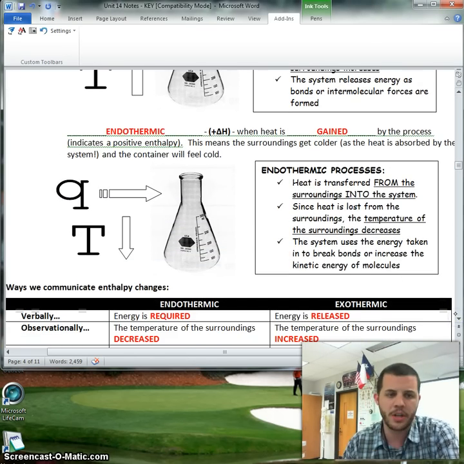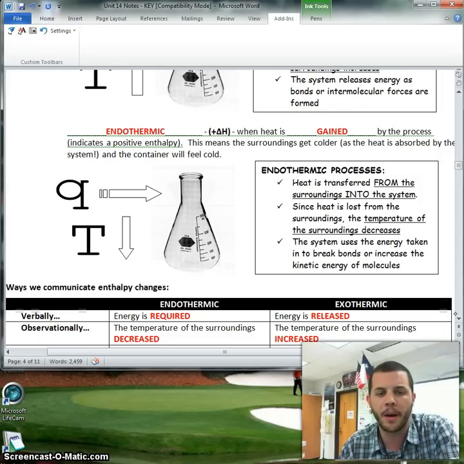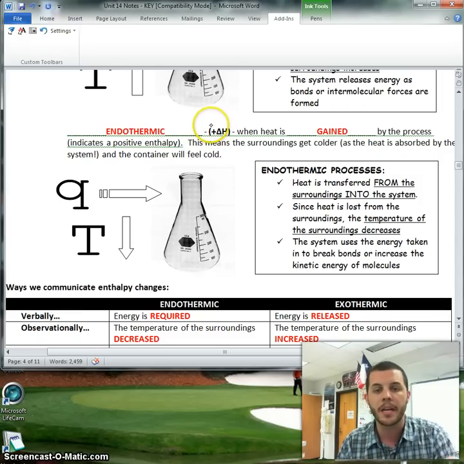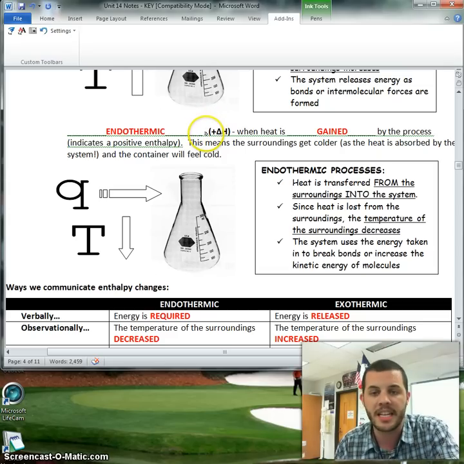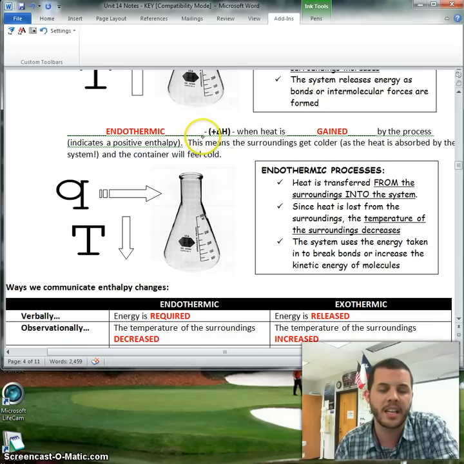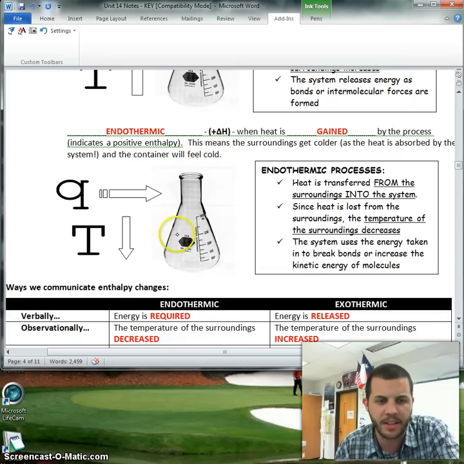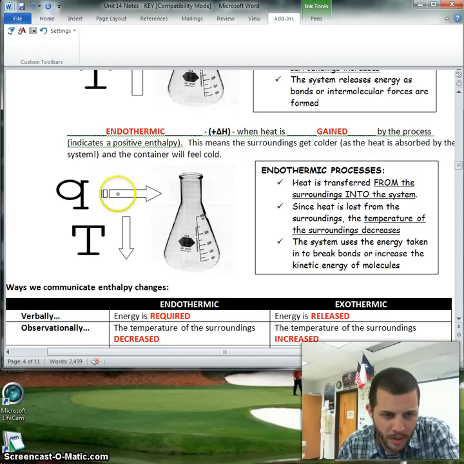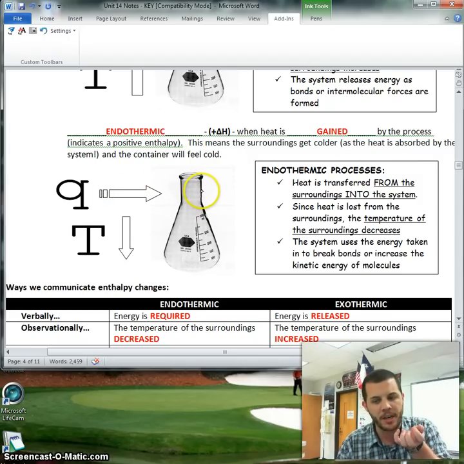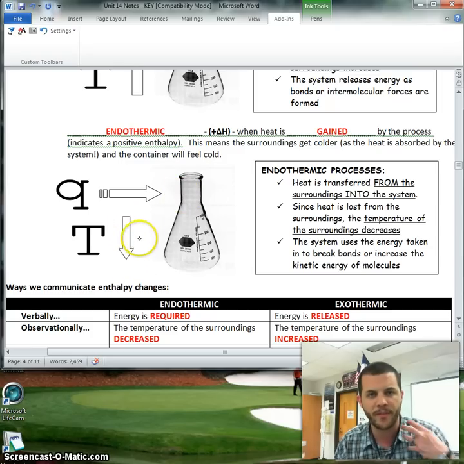If I have an endothermic reaction, on the other hand, I know that I'm going to have a positive delta H, or my net energy is going to be a positive number. That means that heat is gained in the process. Okay, I've taken in heat. I've taken heat into my reaction. So if my reaction is taking place inside this Erlenmeyer flask, I show that Q is entering the system, and since it's taking energy from the environment, that means that it's going to cause the temperature of the environment to drop. So we would feel an endothermic reaction as getting colder.